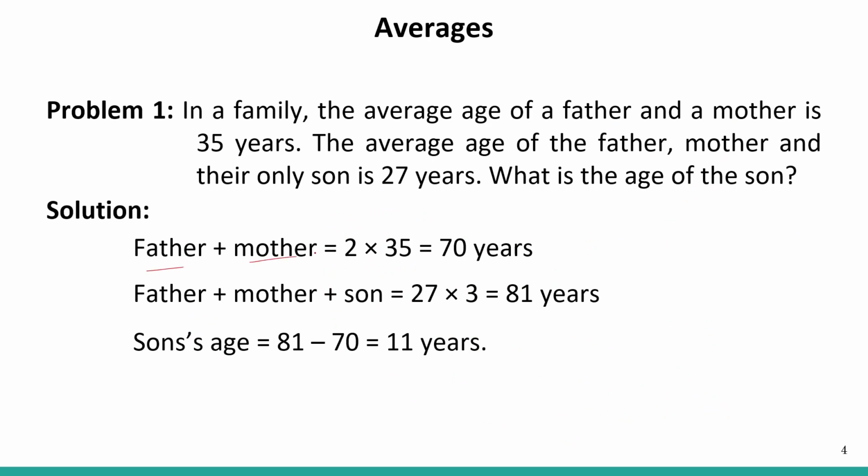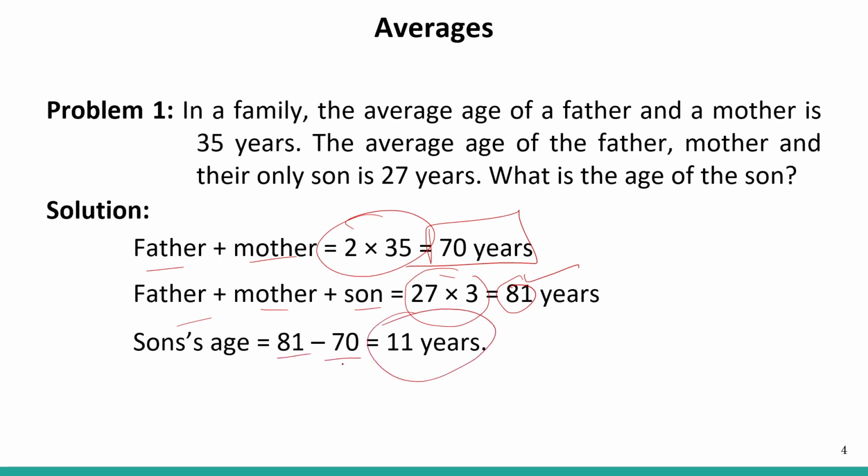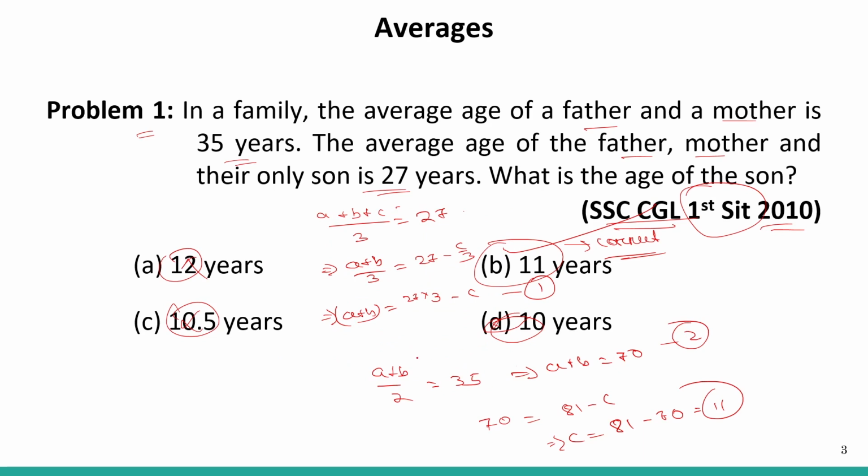So the father's age plus mother's age is equal to 2 into 35, which is 70 years. Father plus mother plus son's age will be 27 into 3, which is 81 years. So the son's age will be 81 minus 70, which is 11 years. This is what we have also proved in mathematical terms. What we did was convert this word problem to an algebraic equation, then we solved it for C and we got the final answer, that was 11.